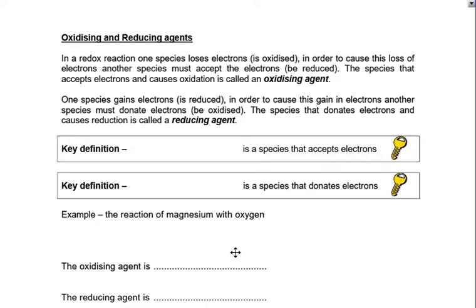So the species, the chemical that causes the loss, is going to be called the oxidising agent. And it causes loss of electrons by accepting electrons. It causes oxidation, it is the agent of oxidation. And the species that causes reduction by causing gain is going to be our reducing agent. It does that by donating electrons. So see if you can put those definitions in the correct places.